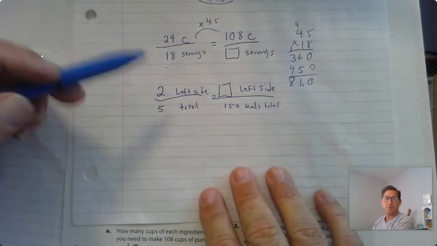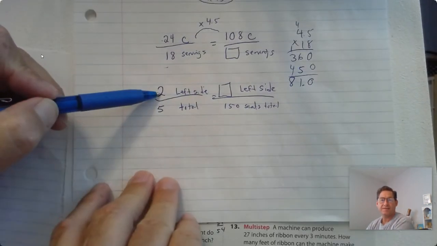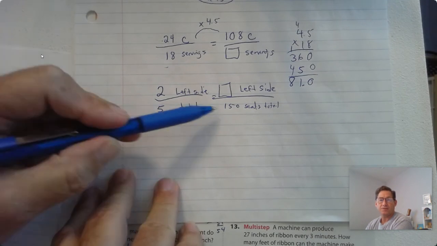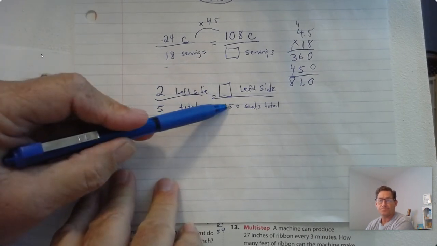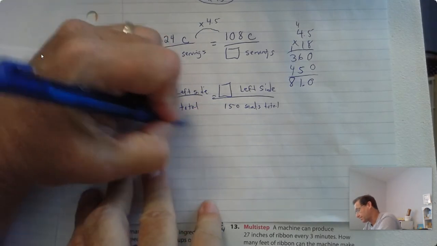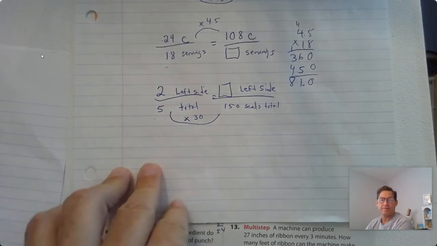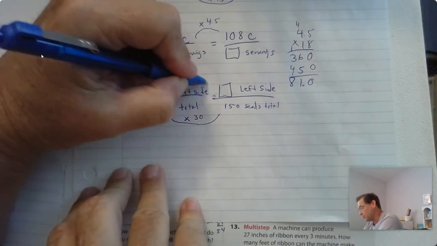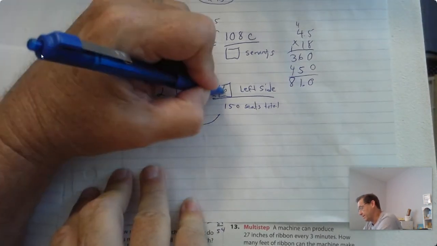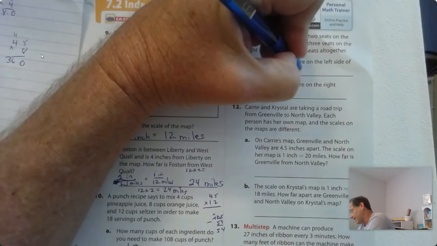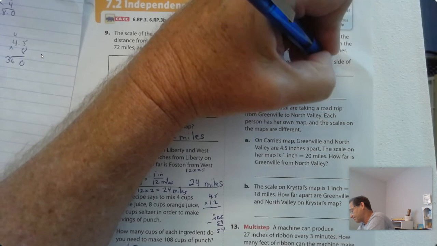Okay. So it said 2 seats on the left side, a total of 5, because there was 3 on the right-hand side. There's a total of 150 seats. All right, well, to go from 5 to 150, that would be a multiplier of 30. So 2 times 30 would give us 60. So 60 seats on the left-hand side.